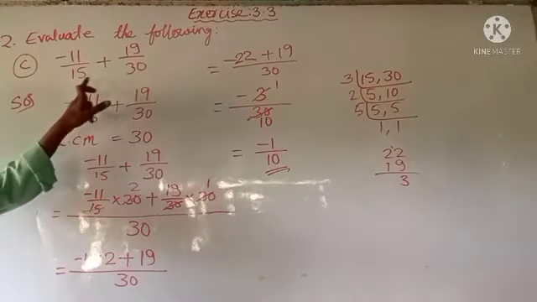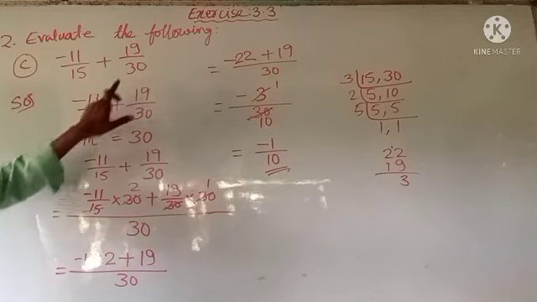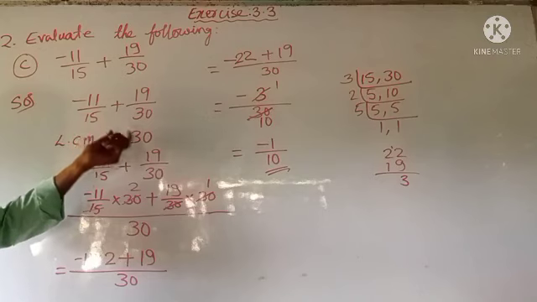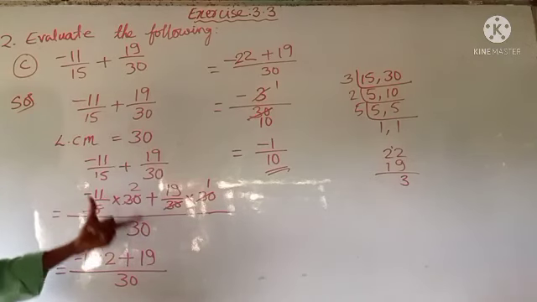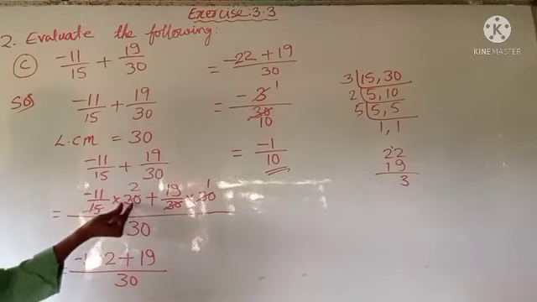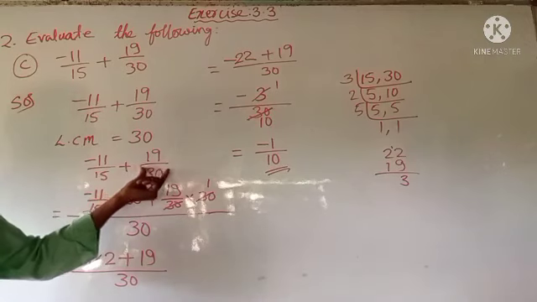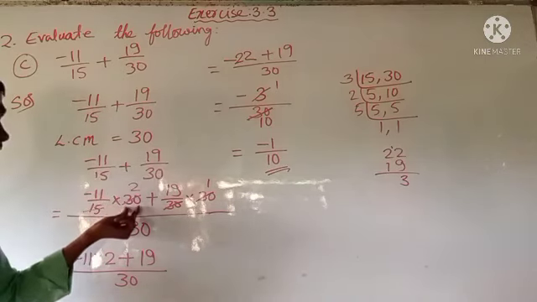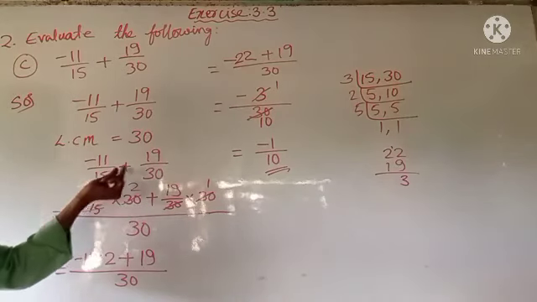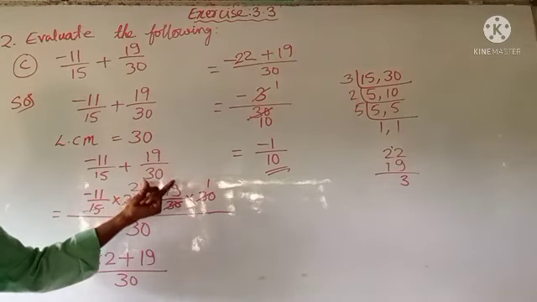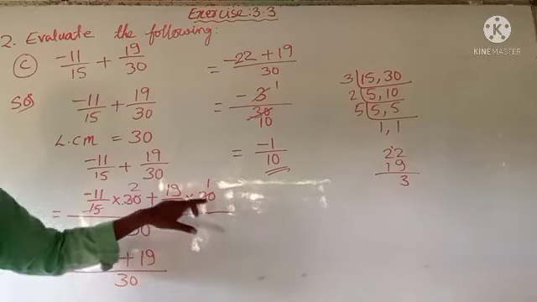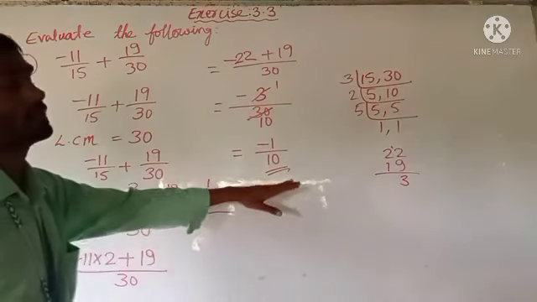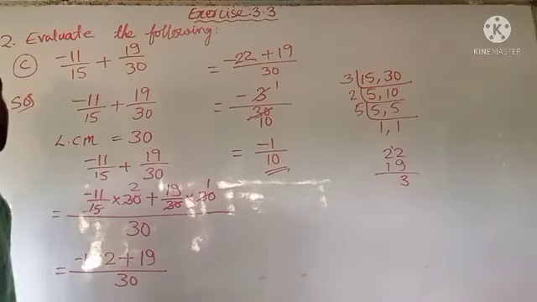So whenever you get that the denominators are different, at that time what you will have to do is, you will have to find the LCM, and then you will have to multiply with the LCM that you got to each fraction. That means minus 11 by 15, you will multiply with the LCM, that is 30, plus 19 by 30 into LCM that we got, that is 30. And then you can find the answer after solving.